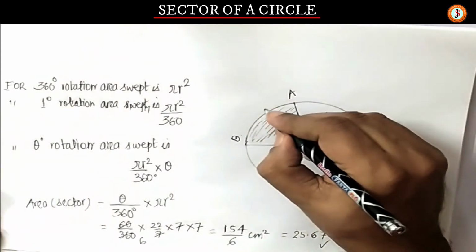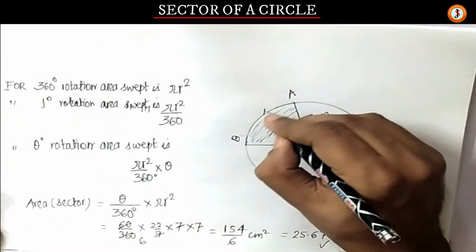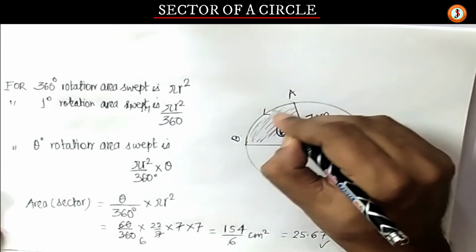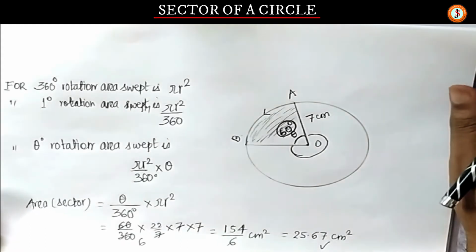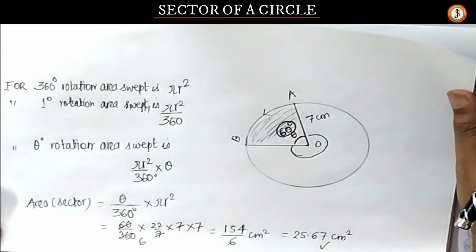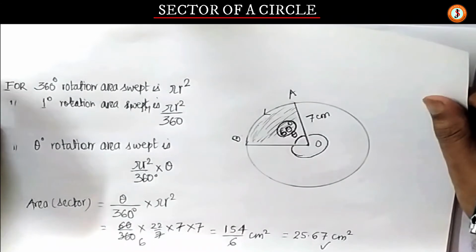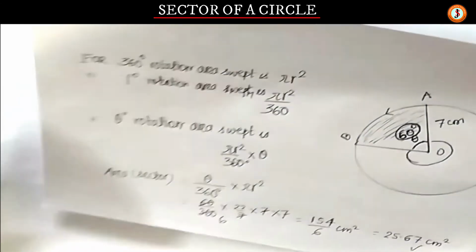Now suppose I tell you how much is the distance covered from A to B. Then what we are going to do is we are again going to use this unitary method. So I'll need some space. So let me keep this question this way.